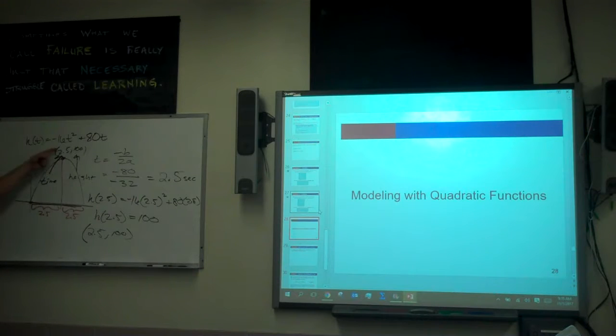I think that's a lot easier than trying to factor it, isn't it? If you factor it, you take negative 16 out, and t minus 5 would be the binomial left over, and then that's obviously 5 seconds. Does that make sense? So we've seen some of this stuff, but maybe this is a better approach to solving those problems.